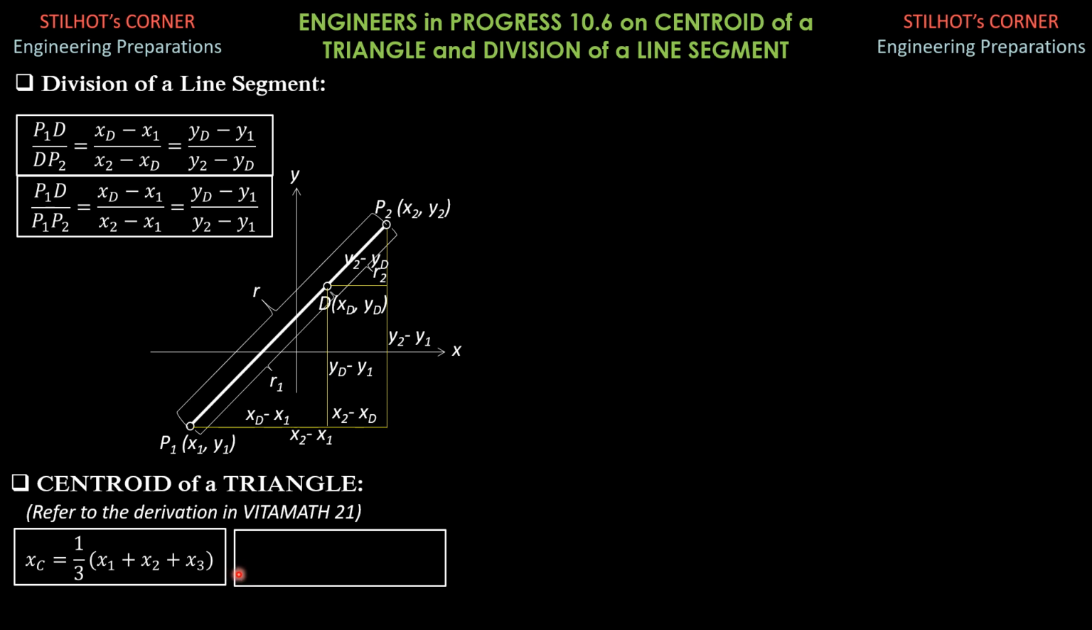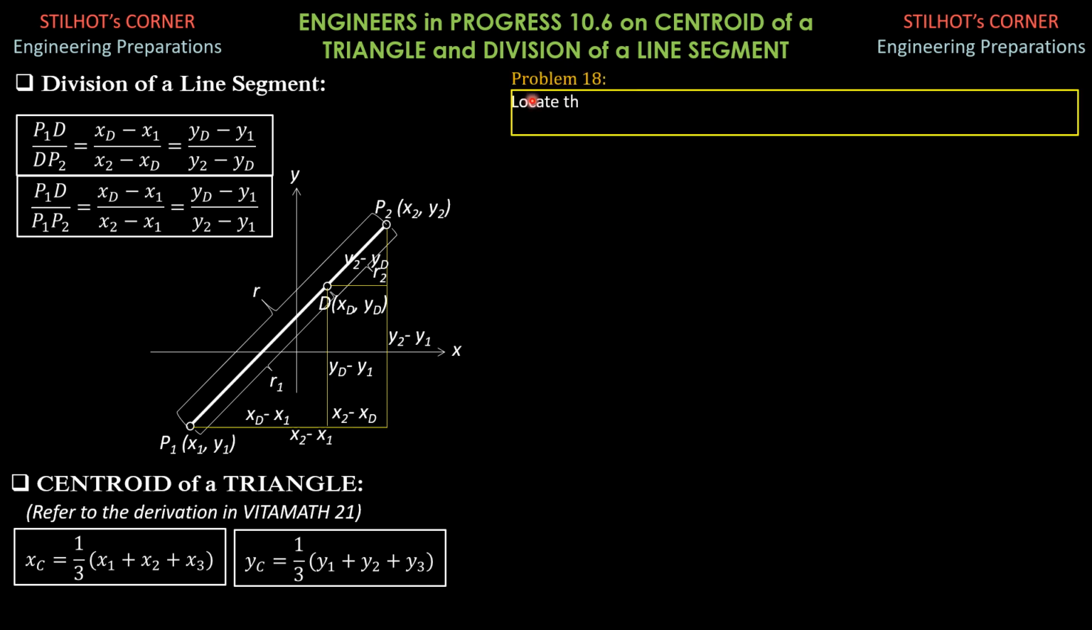So y sub c is again 1/3 of quantity y1 plus y sub 2 plus y sub 3. Also, you don't need to be familiar with this because it's easy to remember. It's just the average. Then just remember the limitation of this formula. This is only for triangles. And if you want the derivation, refer to the derivation in Vitamath 21 in my other playlist.